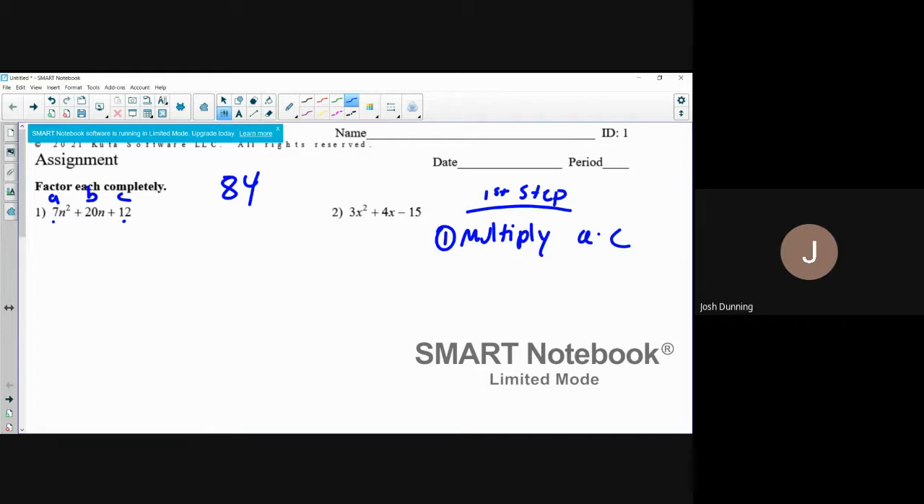Now you want two numbers that multiply to 84 and you add up to the 20 that is in the middle. And it happens to be 6 and 14. And just a reminder, if you need to, on your calculator, you can put 84 over x and then go through the table.